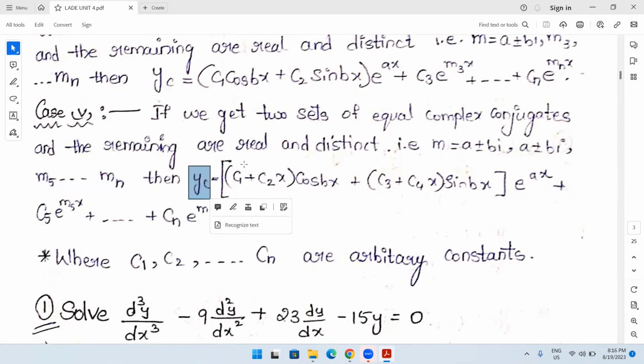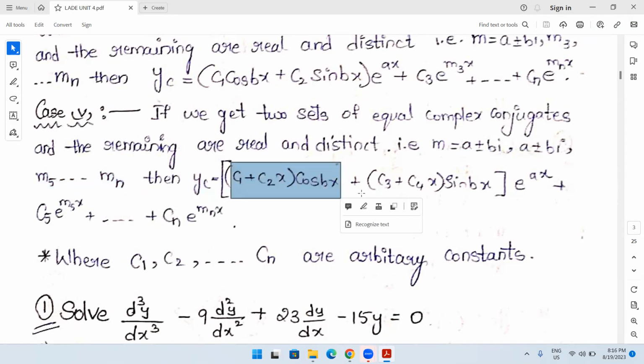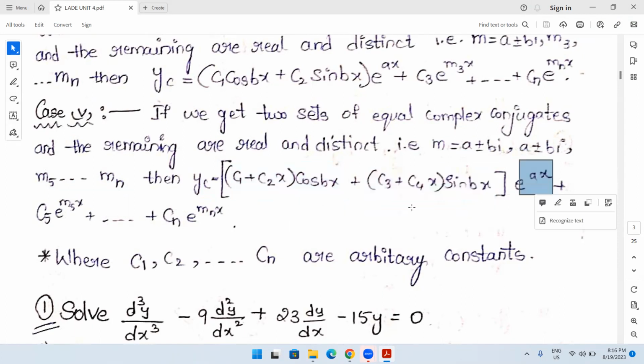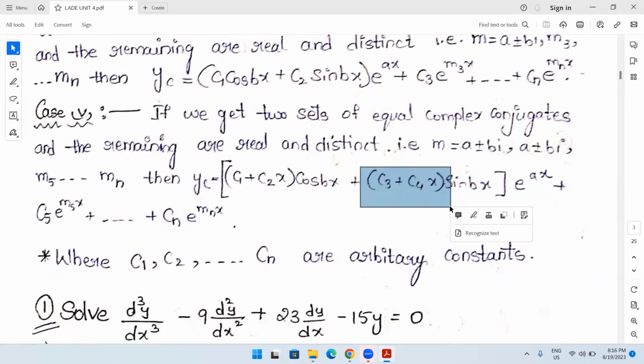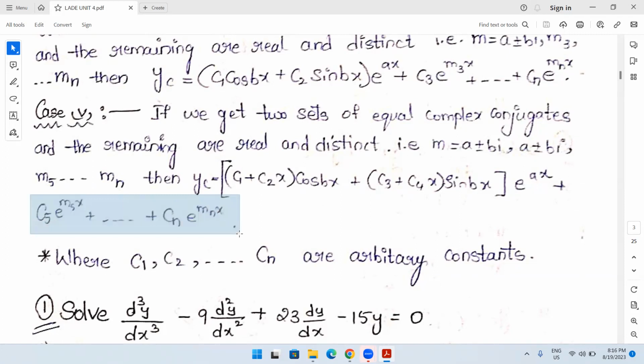Then yc is what? (c1 plus c2x) into cos bx plus (c3 plus c4x) into sin bx, into e power ax. Here also only three substitutions: b two times and a one time. Remaining everything is the same in every problem. We take the real part and write it in e power ax, and we take the imaginary part and write it in cos and sin. Remaining c1, c2, c3, x, everything is the same. From the fifth root onwards it is common: c5 e power m5x plus and so on, cn e power mnx.